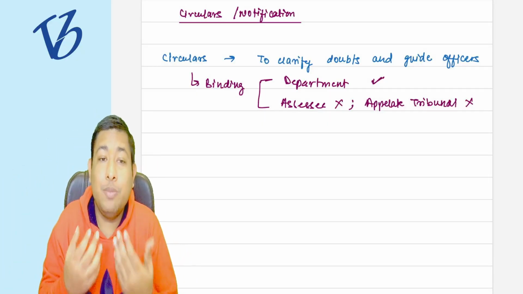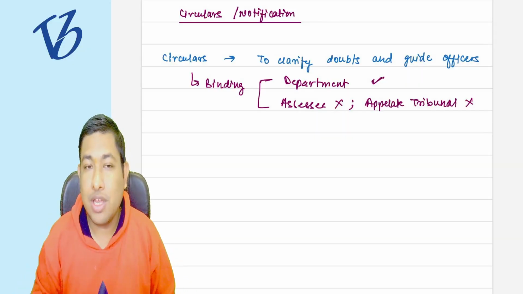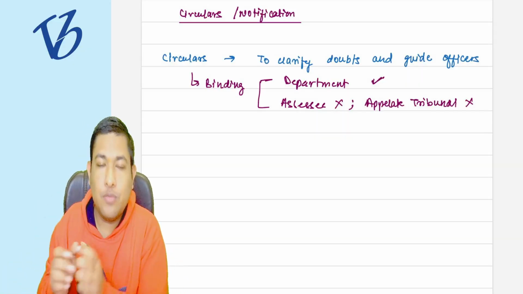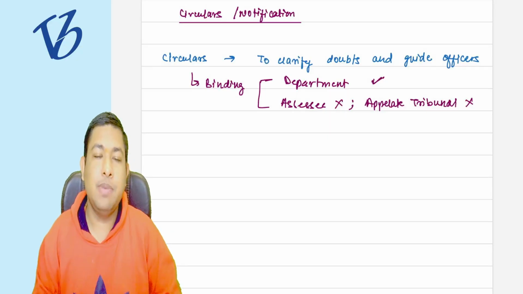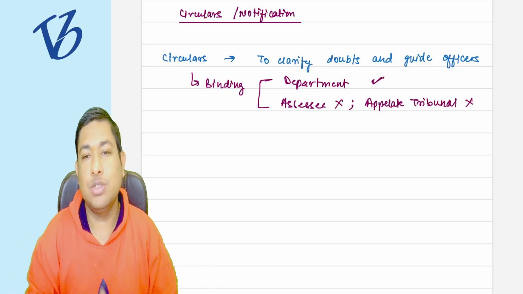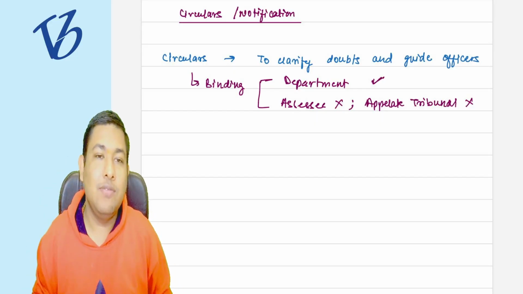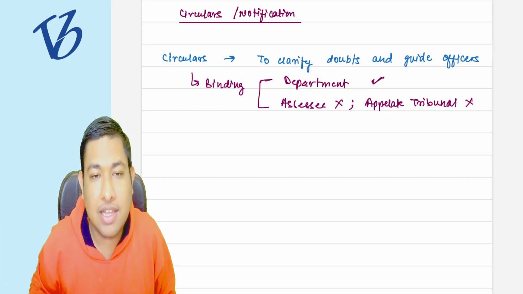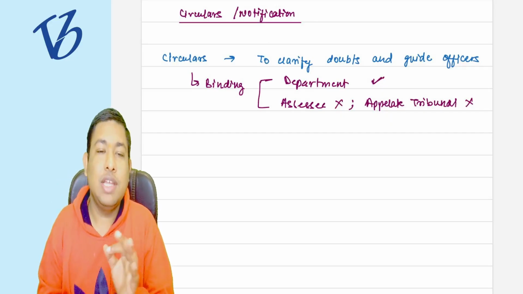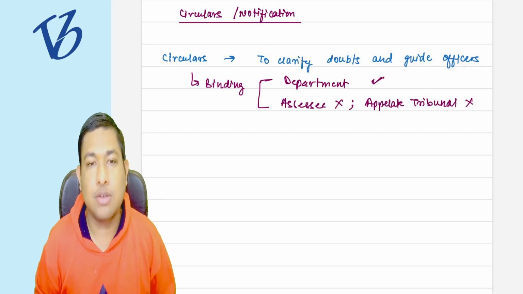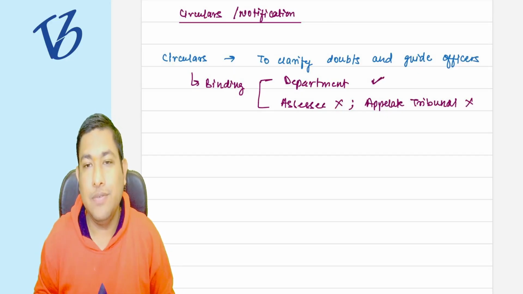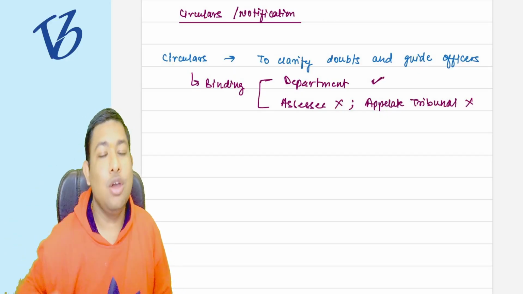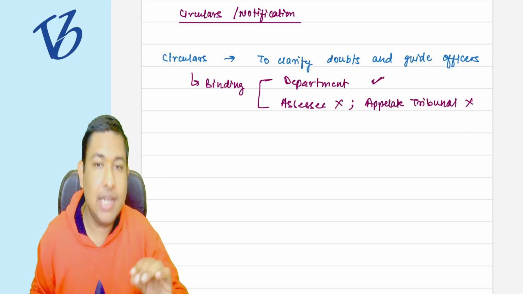And if the government wants to give FAQs to clarify something, why this provision has come and how it will be implemented, if they want to clarify those doubts that are coming from the public, so they issue a circular. They issue the circular to clarify the doubts of the individuals and also to guide the officers.